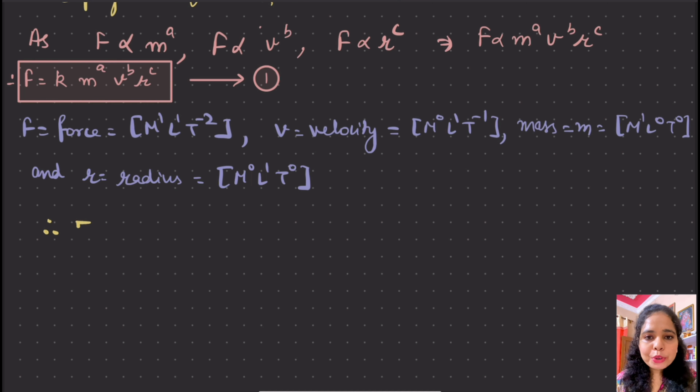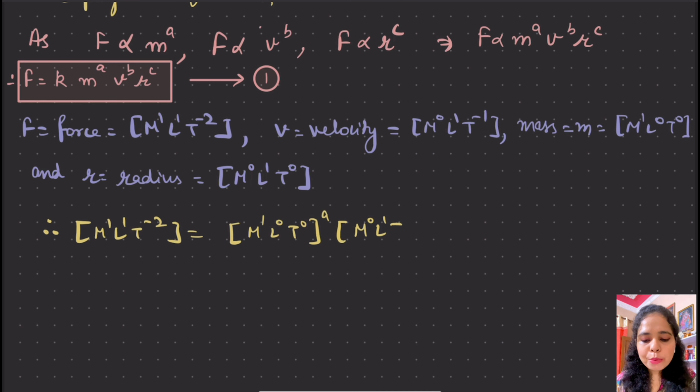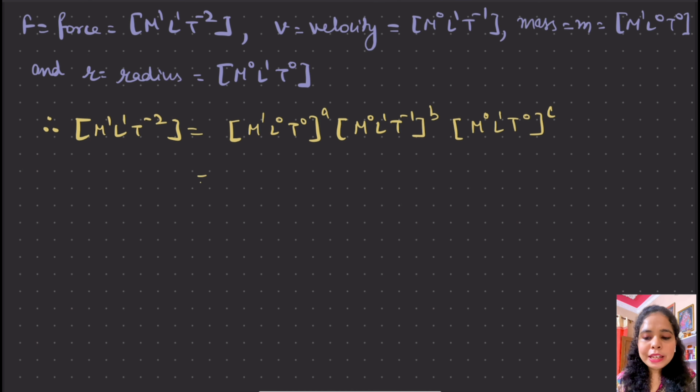So we have written down the dimensional formulas for all these physical quantities. Now it is time to put all these dimensional formulas in equation number 1. So instead of writing force, we will write its dimensional formula, that is M1 L1 T minus 2, and we will not write the dimensional formula for K because it is constant of proportionality. It does not have any dimensional formula. We have substituted the dimensional formula for mass M1 L0 T0 whole raised to power A, dimensional formula for velocity, that is M0 L1 T minus 1 whole raised to power B, and dimensional formula for radius as M0 L1 T0 whole raised to power C.